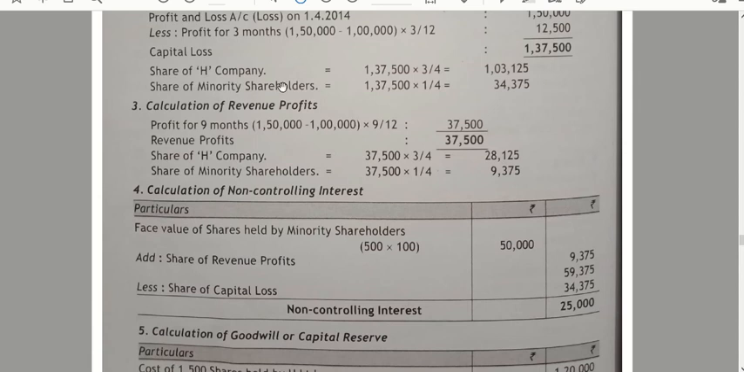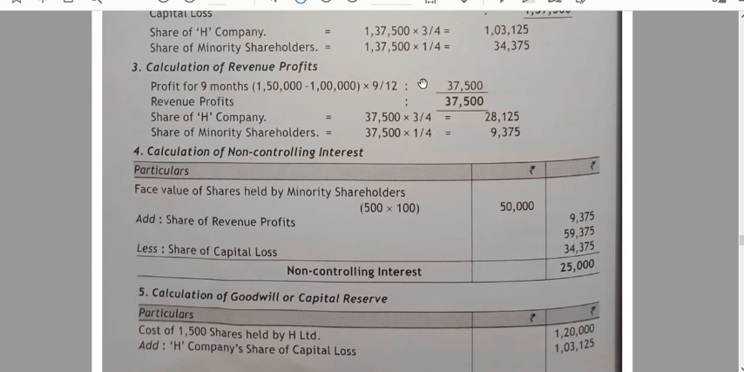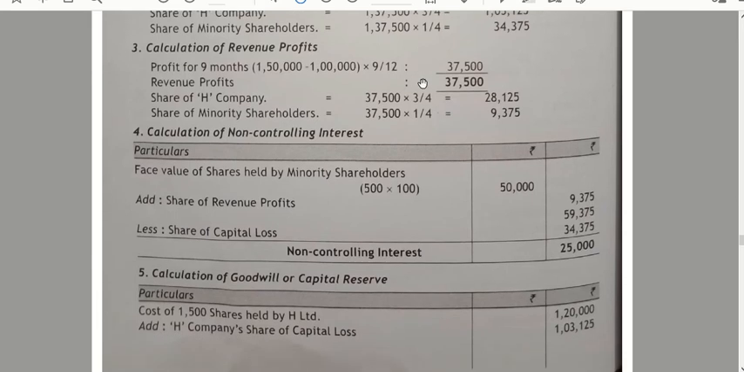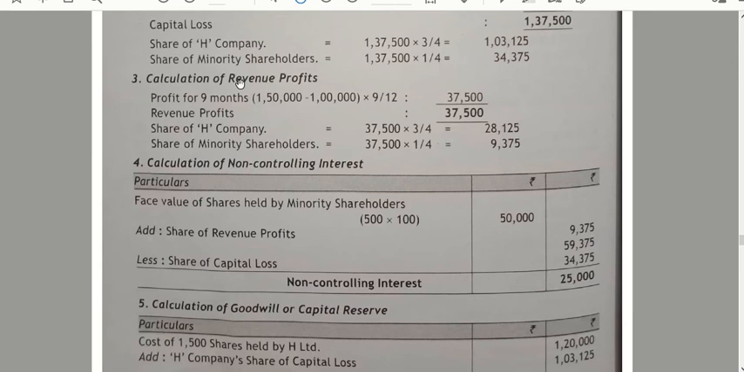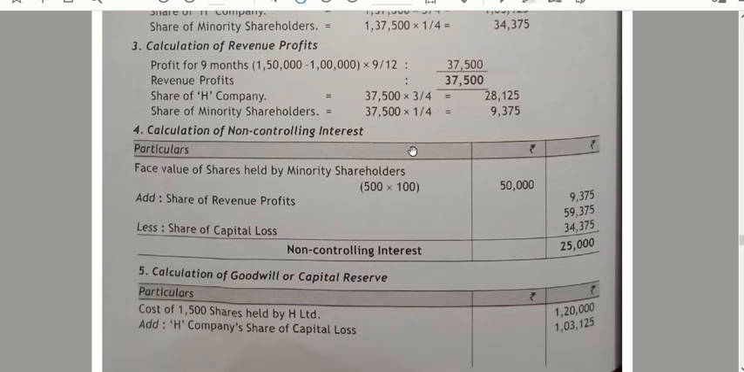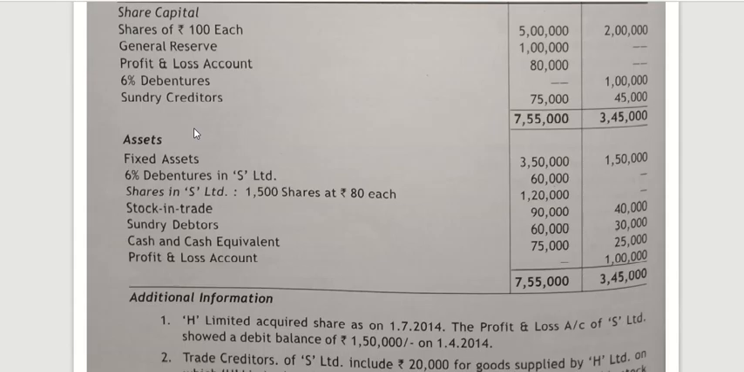So the share of H company is 1,37,500 into 3/4, which is 1,03,125. Share of minority shareholders, 1,37,500 into 1/4, 34,375. Calculation of revenue profits. Profits for the next 9 months is considered to be revenue profits. So 1,50,000 minus 1 lakh into 9/12, 37,500. Revenue profit is 37,500.